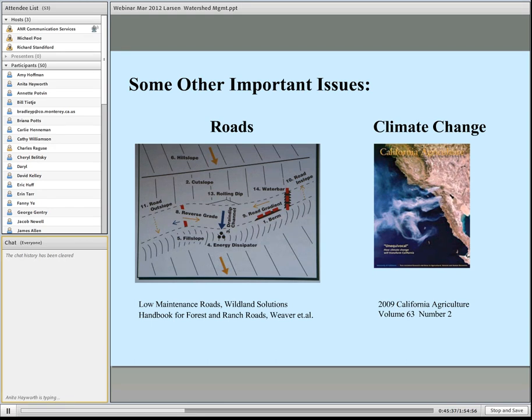I've given a couple of examples here on a pamphlet, Low Maintenance Roads from Wildland Solutions. That's where this diagram comes from, on how to build roads to prevent that erosion from happening. Another book is the Handbook for Forest and Ranch Roads by Bill Weaver and others. Very important concepts in there, and in those ideas of the roads and how to build them to reduce the erosion potential.